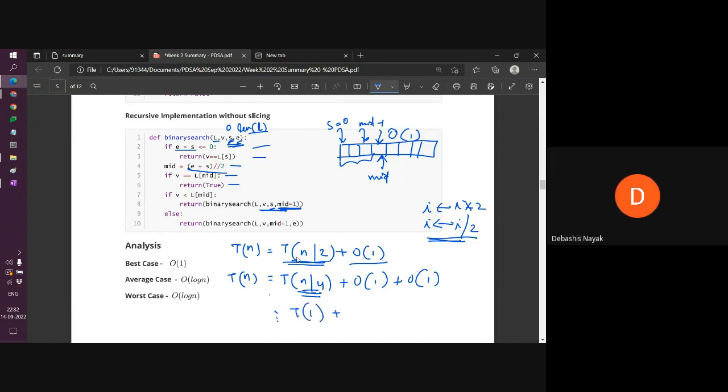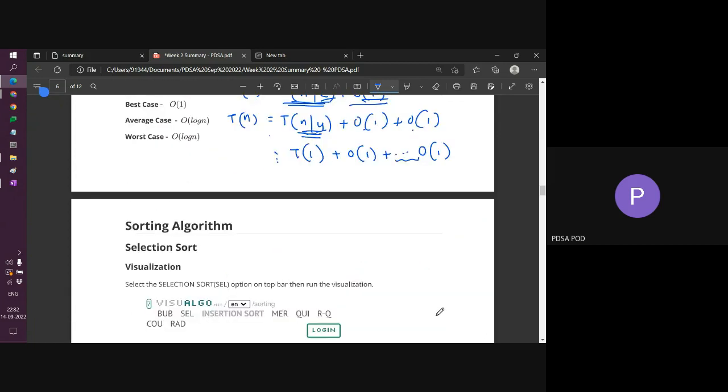Yes, T of 1. You will have to find out how many times you have to add this O of 1. This number is what will give you the answer. See, you do it 2, you get 1. You put it 4, you get 2. T of n equals T of n by 8 plus O of 1 plus O of 1 plus O of 1. So this is T of n by 2 to the power 3. If it is T of n by 2 to the power k, then it will give k times O of 1.